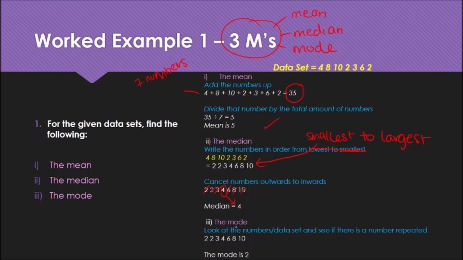Now when you write the mode, you need to look at the data set and see if there is a number repeated. Here we can see there's 2 2s. I copied that data set and rearranged it, which is actually easier to use than the jumbled one they originally give you. When you rearrange them, you put the same numbers together. You wouldn't put a 2 over here, because 2s are the lowest in this data set. So the mode is 2, because 2 is repeated twice, but everything else is repeated once.